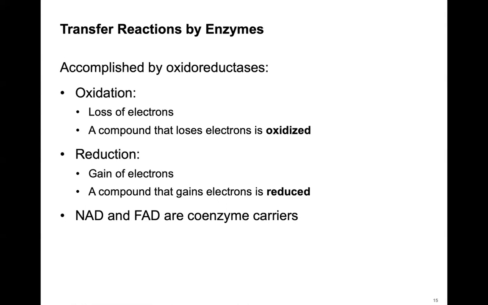NAD and FAD are coenzyme carriers. These are referred to as electron carrier proteins. Their job, as you'll see when we get to the actual pathways, is to pick up the electrons that end up getting released and transfer them to another molecule. NAD and FAD will never be final electron acceptors. They are only electron carriers. We'll talk about that a little bit more when we get to the actual pathways.